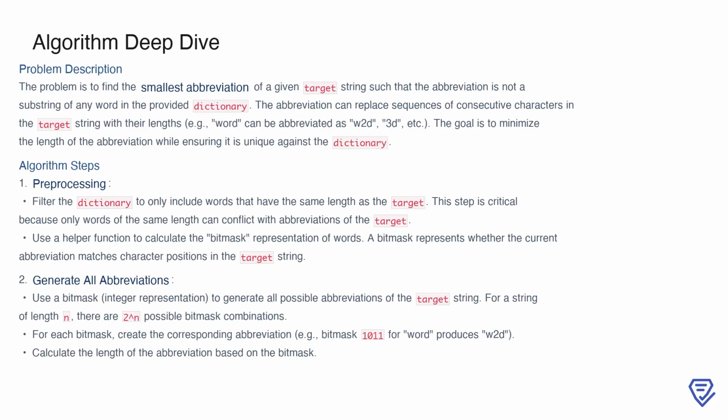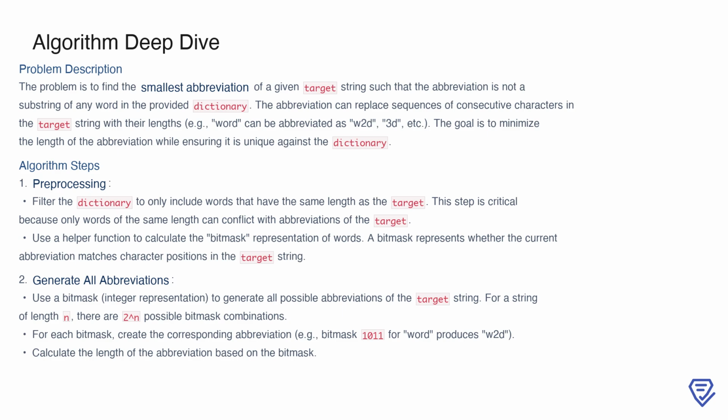In this problem, we aim to find the smallest abbreviation of a given target string such that it does not overlap with any word in the provided dictionary. Abbreviating a word involves replacing sequences of consecutive characters with their length. For example, the word can be abbreviated as W2D by replacing the middle two characters with their count. The challenge is to minimize the abbreviation's length while ensuring it remains unique when compared to the dictionary.